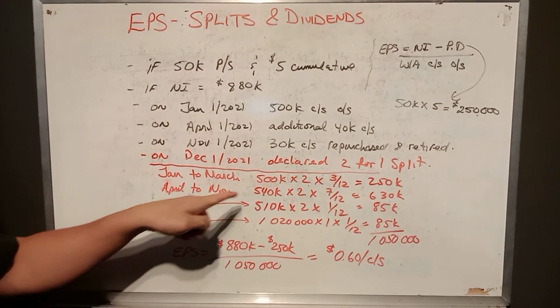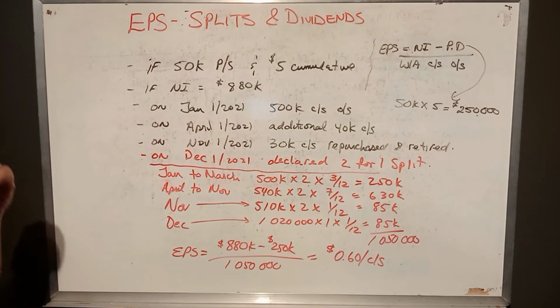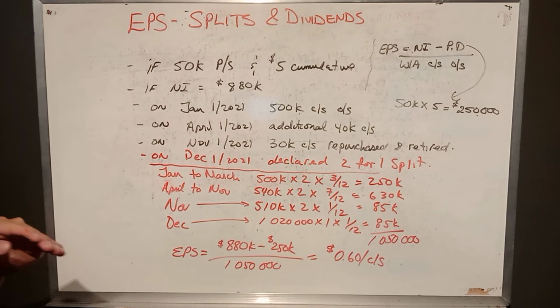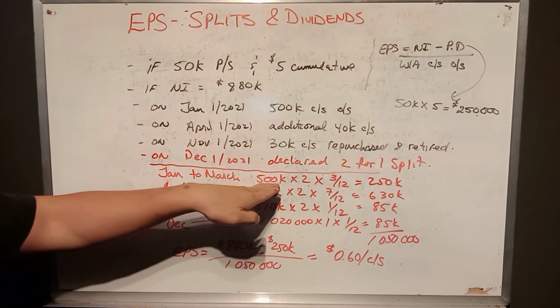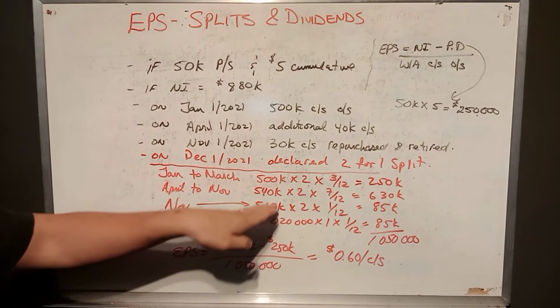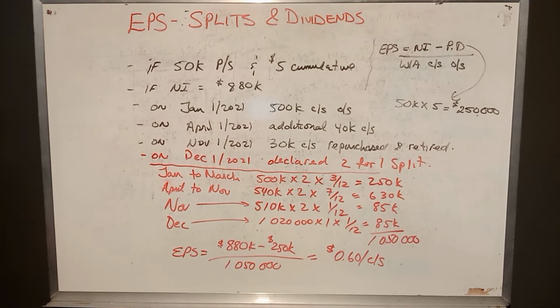We're assuming that the split would have happened at the beginning of the year. And that's why we're taking the weighted average here, multiplying that 500,000 and finding the weighted average. So that's the case where it is a 2-for-1 stock split. Let's examine how it would be impacted if there was a dividend that was declared on these stocks.